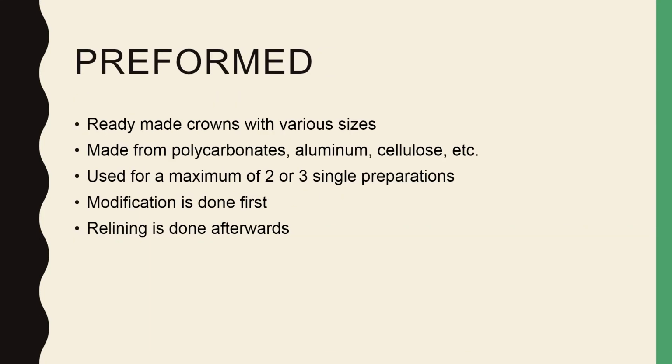The preformed external surface forms are ready-made crowns with various sizes. They could be made from polycarbonates, aluminum, or cellulose. They are used for a maximum of 2 or 3 single preparations and cannot be used for bridges. The modification is done first by having internal relief, axial recontouring, and occlusal adjustments, and then it's relined with resin or polymethyl methacrylate material afterwards.